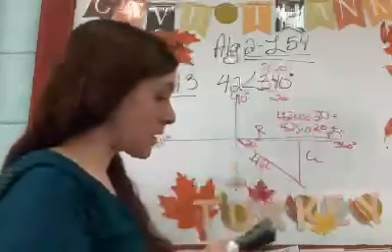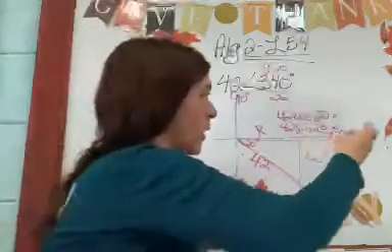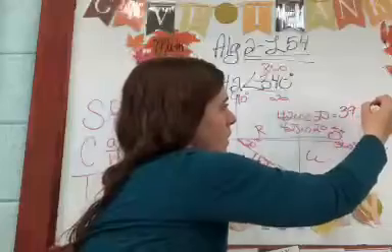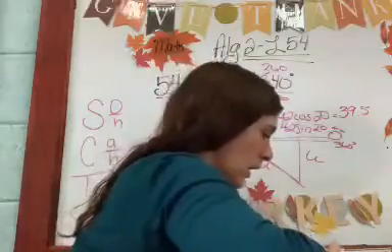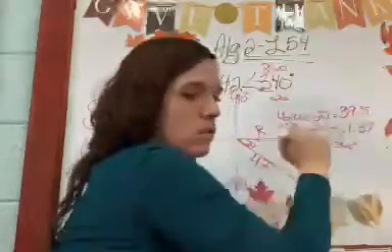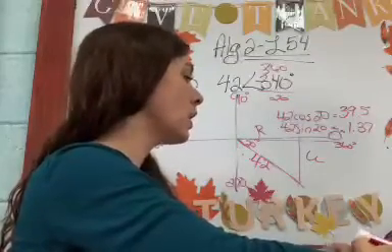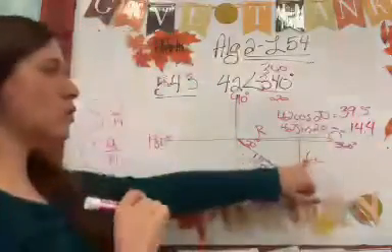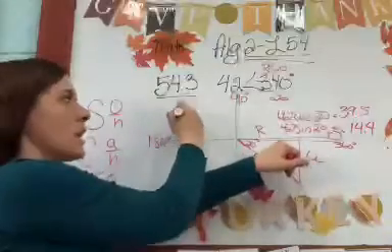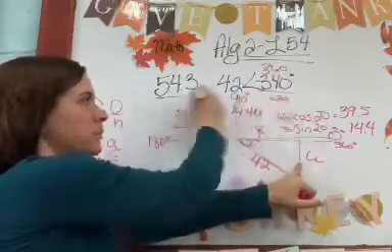You guys have to pay attention to your positives and negatives. 42 times cosine 20 gives you 39.47, so 39.5. And then 42 sine 20 gives you 14.37, so 14.4. Let's just check those. Watch, your U goes down, but your R is positive, so it goes 39.5 R minus 14.4 U. There you go.